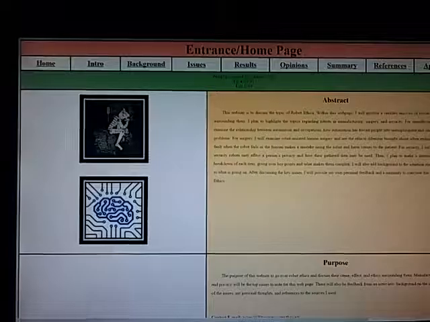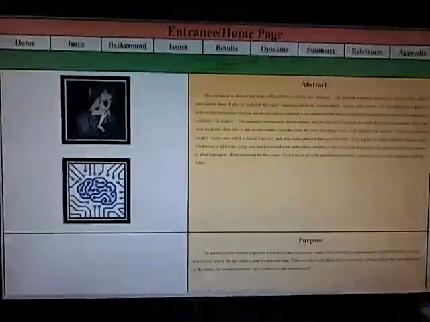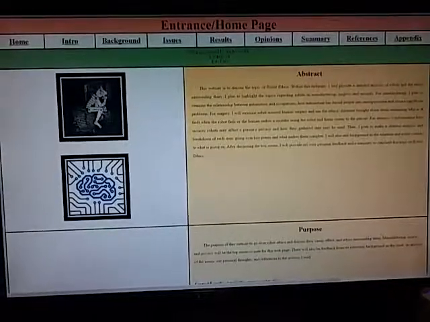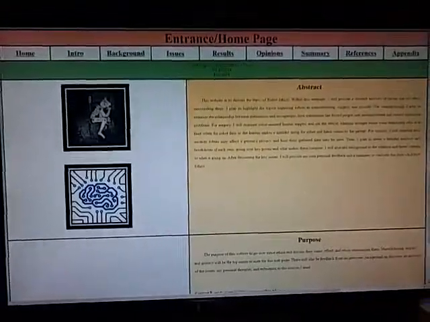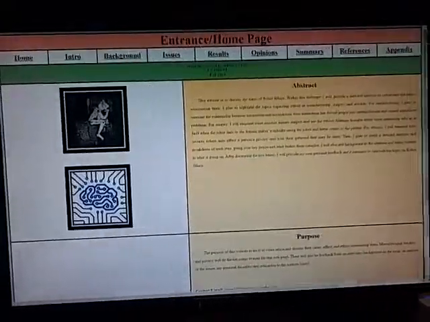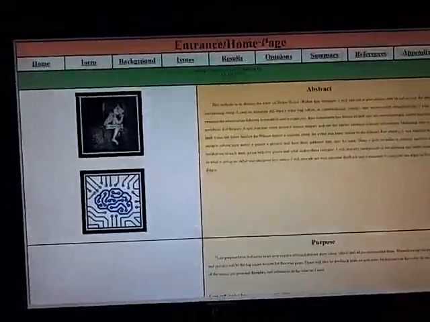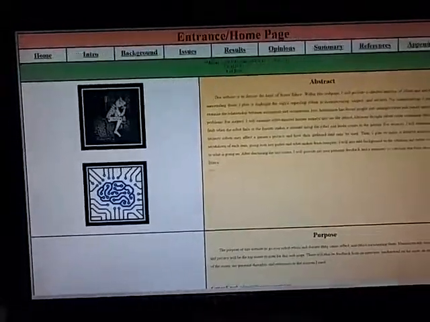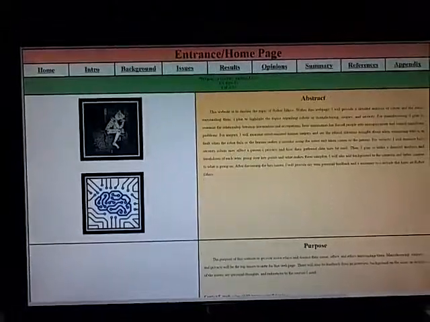For security, I will examine how security robots may affect a person's privacy and how their gathered data may be used. Then I plan to use a detailed analysis breakdown of each item, going over key points and what makes them complex. I will also add background to the situation and better context on what's going on. After discussing the key issues, I will provide my own personal feedback and a summary to conclude this topic on robot ethics.